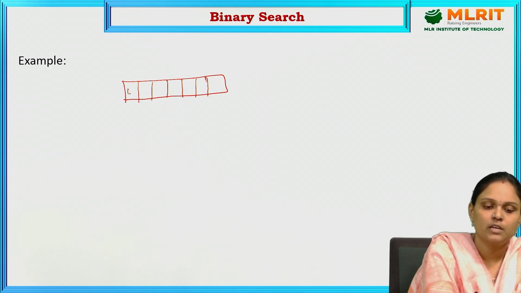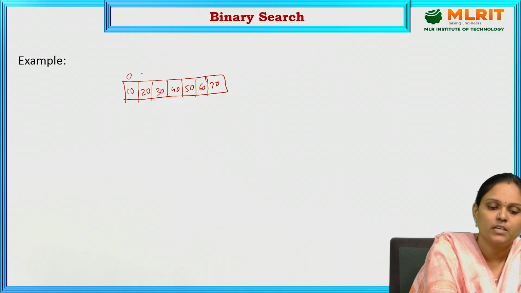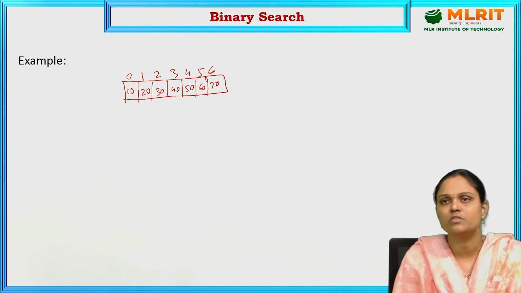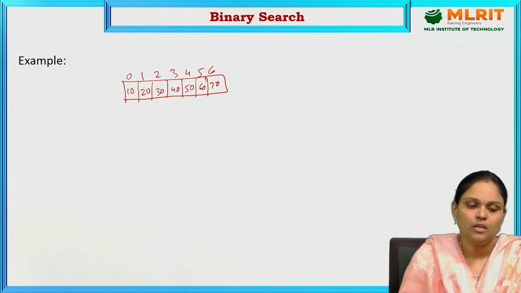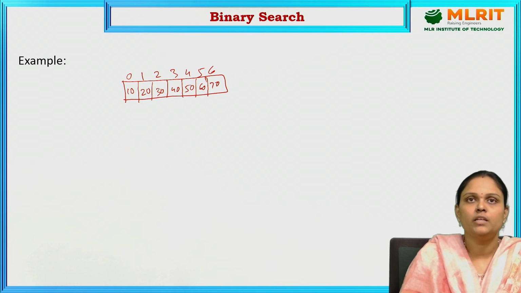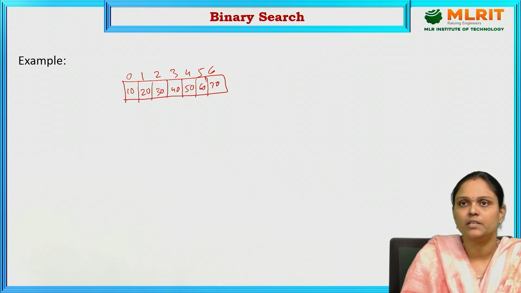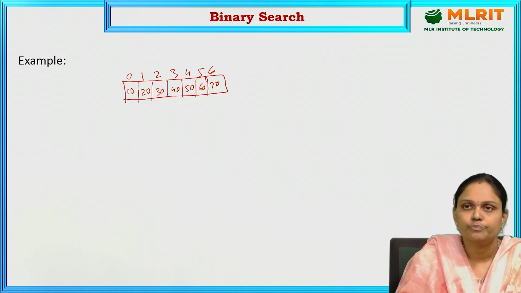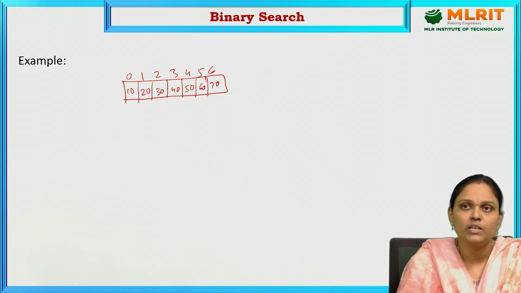So here we are taking the elements as 10, 20, 30, 40, 50, 60 and 70. The index starts from 0, 1, 2, 3, 4, 5, 6. So in total 7 elements we are using in this array, and you can check all the array elements are in sorted order. Now we are finding the middle element. How to find the middle element? We need to add the low and high values and divide by 2. Then we'll get the middle element.